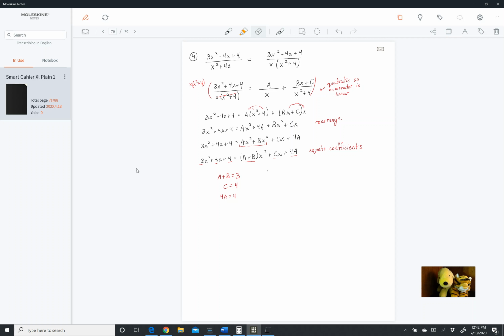So if 4a equals 4, then a is equal to 1. So we have c, we have a, and now we need to solve for b. So a is equal to 1, so 1 plus b is equal to 3, so b is equal to 2.